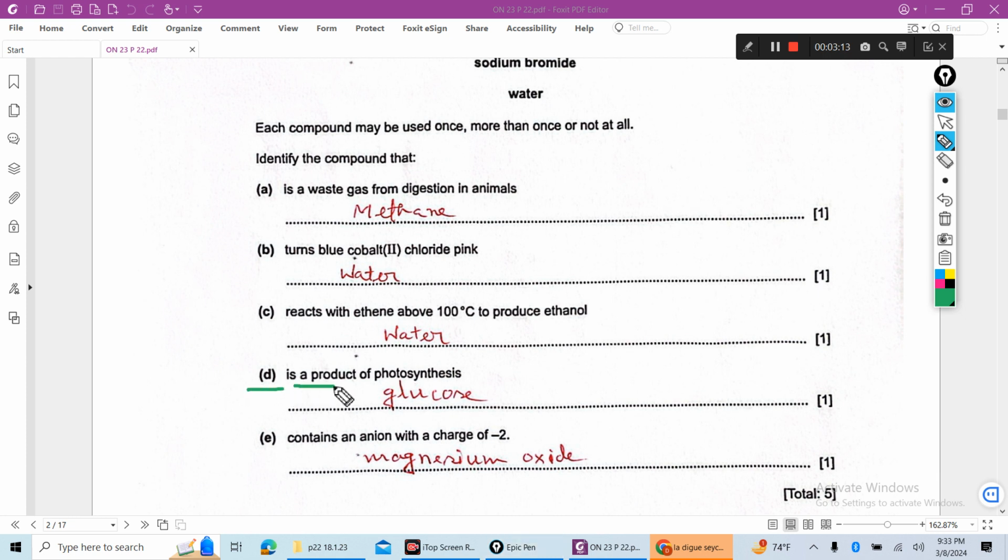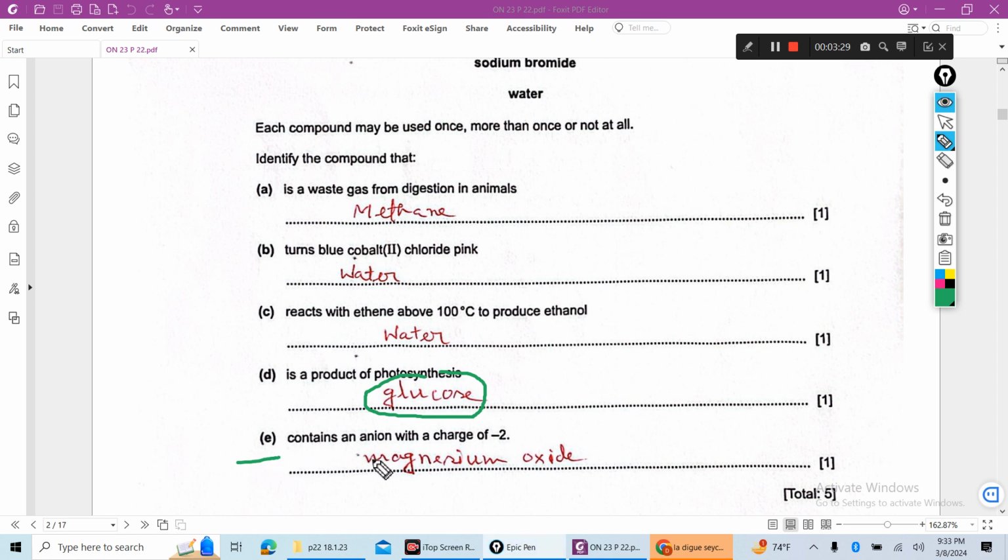D, is a product of photosynthesis. In photosynthesis, glucose and oxygen are the products. So here glucose is the product.